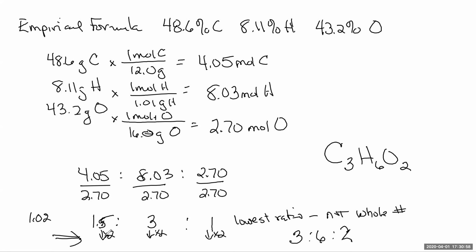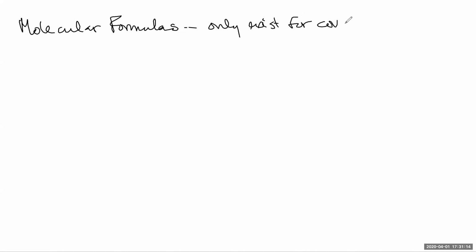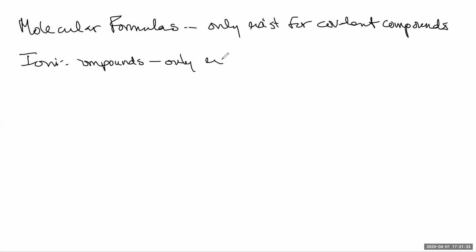The last part of this is talking about molecular formulas. Now, one thing you need to know is molecular formulas only exist for covalent compounds. There is no such thing as a molecular formula for an ionic compound. Ionic compounds always exist as their empirical formula. They only exist in their empirical formula.